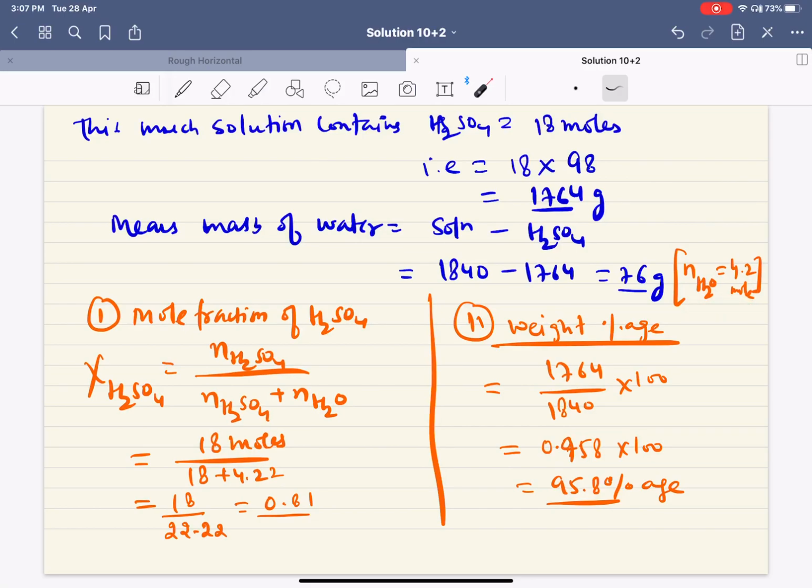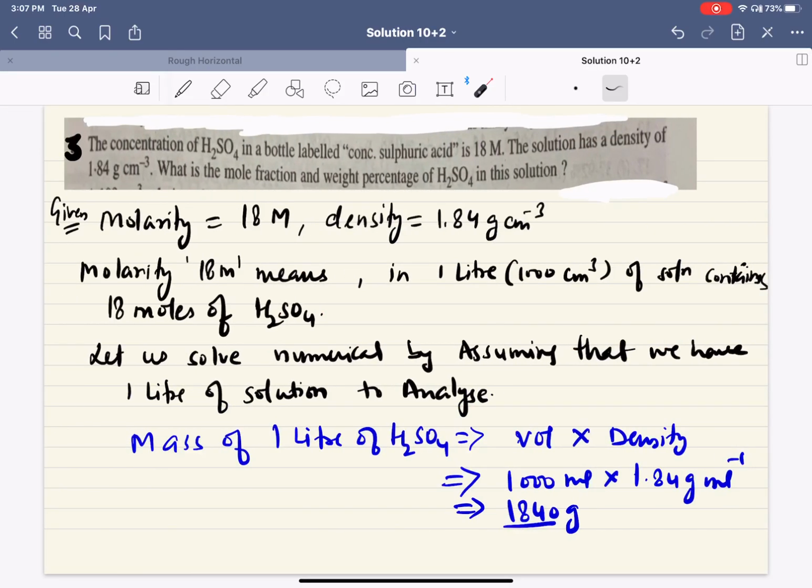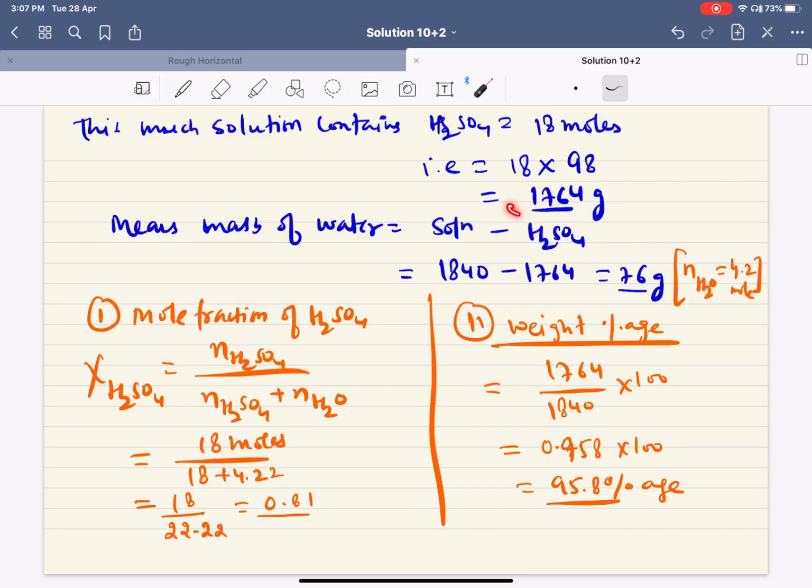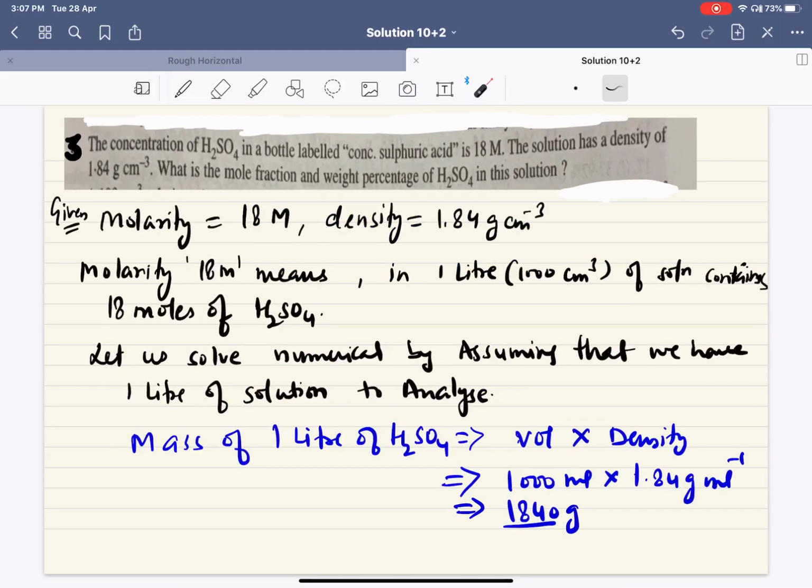Okay, so it means for the bottled H2SO4 which they are talking about, 1840 gram of that solution contains 1764 gram of H2SO4 and 76 gram of water. Okay, so these are some quantities which we calculated and will need later. So what do we have to calculate? Mole fraction and weight percentage.